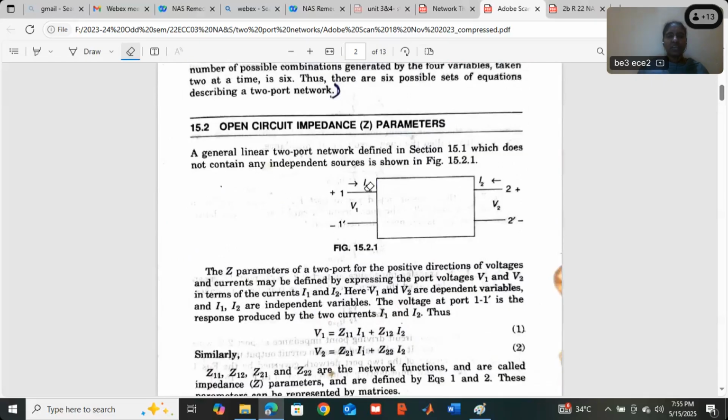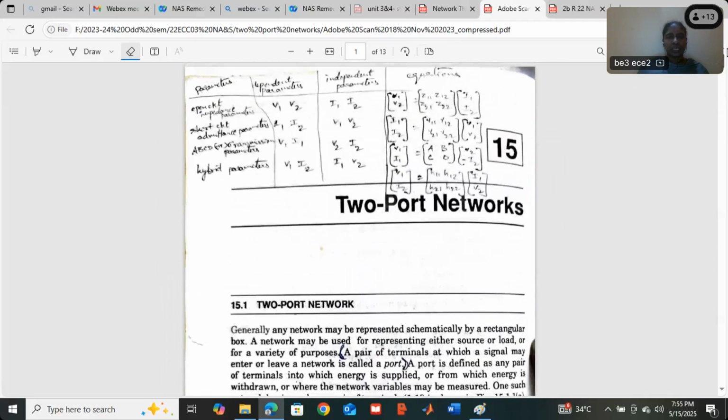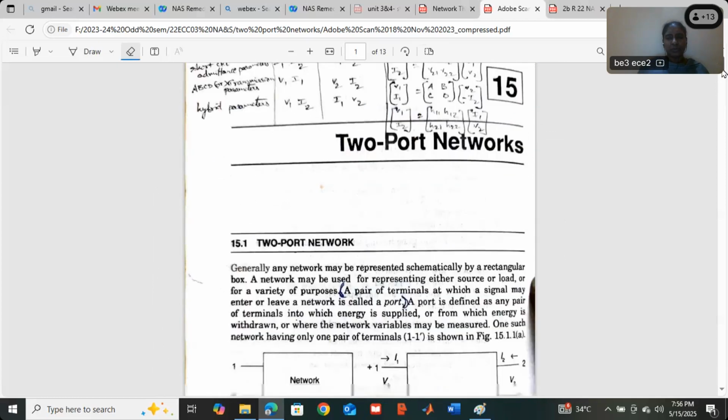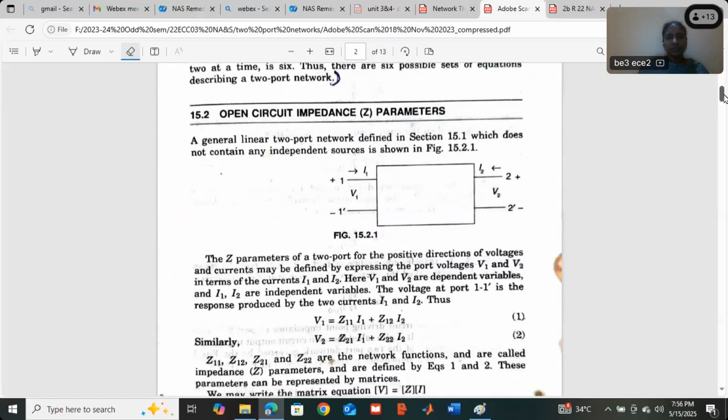You see here V1, I1 are the input side, V2, I2 are the output side. V1, I1, then V2, I2. These we already know. V1, I1 means the first port or input port. V2, I2 means the second port or output port.